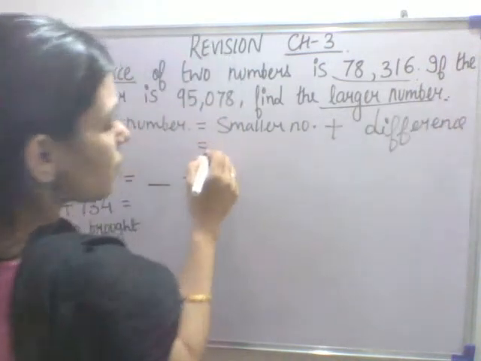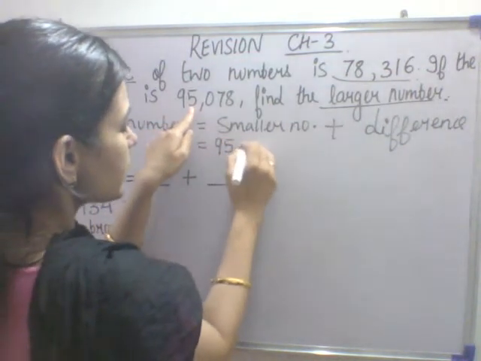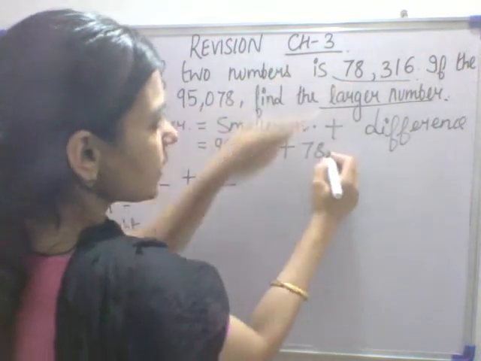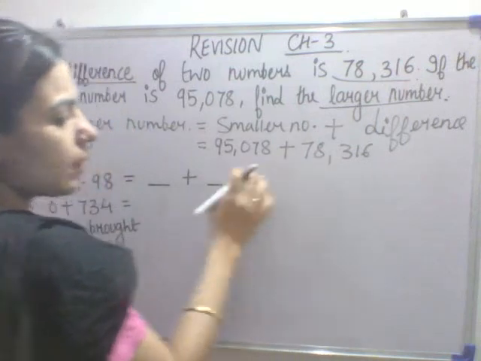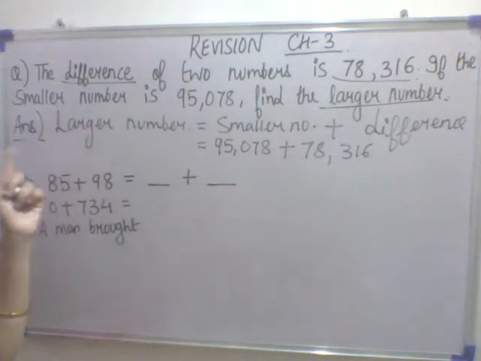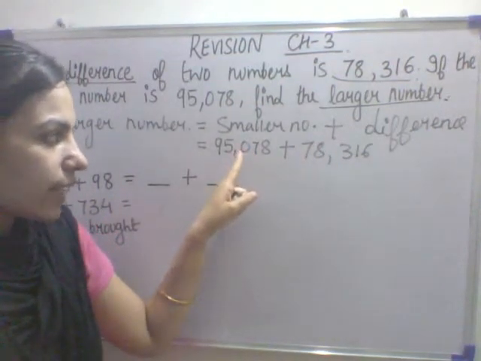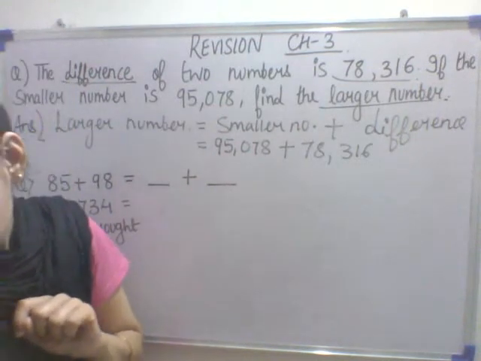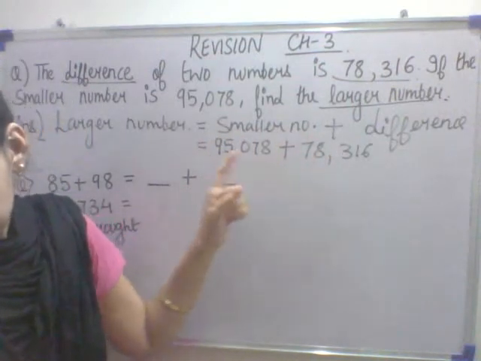So what is your smaller number here? The smaller number is 95,078, plus the difference is 78,316. You have to add these two numbers. The addition I have told you in the previous video: first we add the ones place, then the tens place, then hundreds, thousands, and then the 10,000 place.